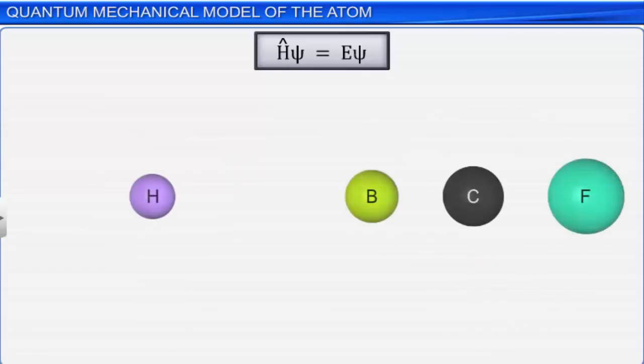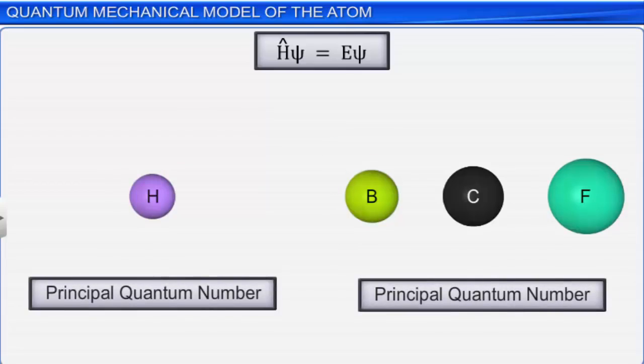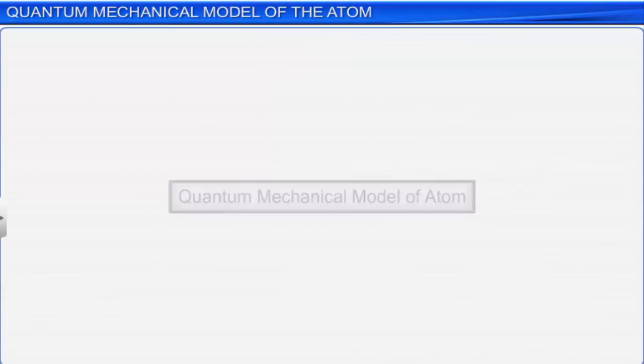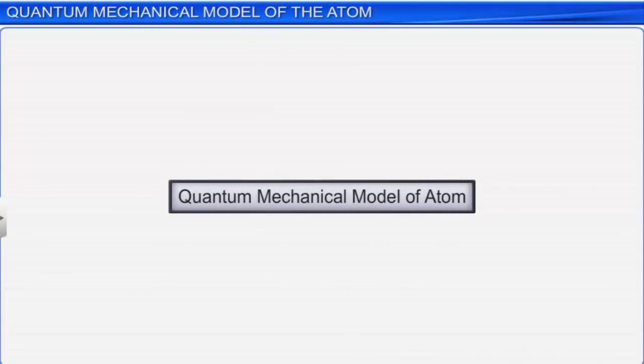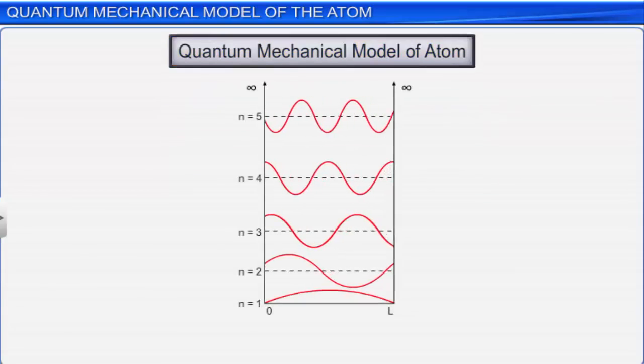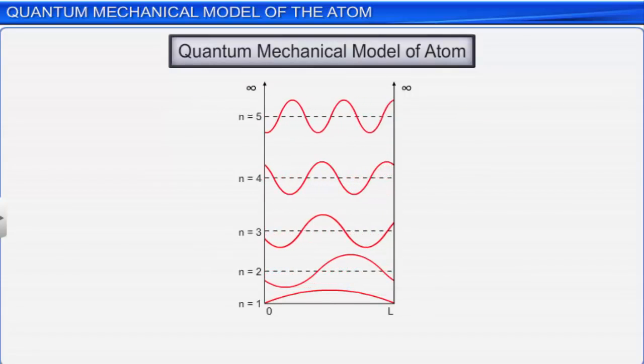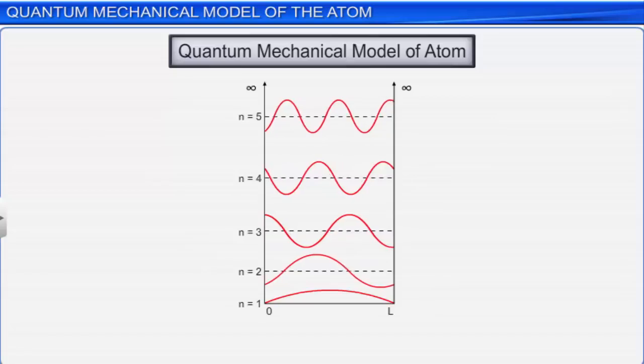In addition, unlike orbitals of hydrogen or hydrogen-like atoms, whose energies depend only on the principal quantum number, the orbital energies in multi-electron atoms also depend on azimuthal quantum number, in addition to principal quantum number. Let us now move on to certain other important aspects of the quantum mechanical model of atom. According to this model, electrons can only have specific values of energy, which means that the energy of electrons are quantized.